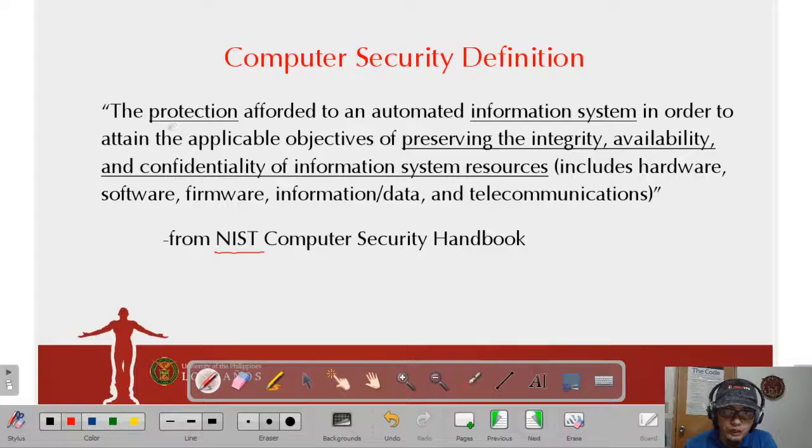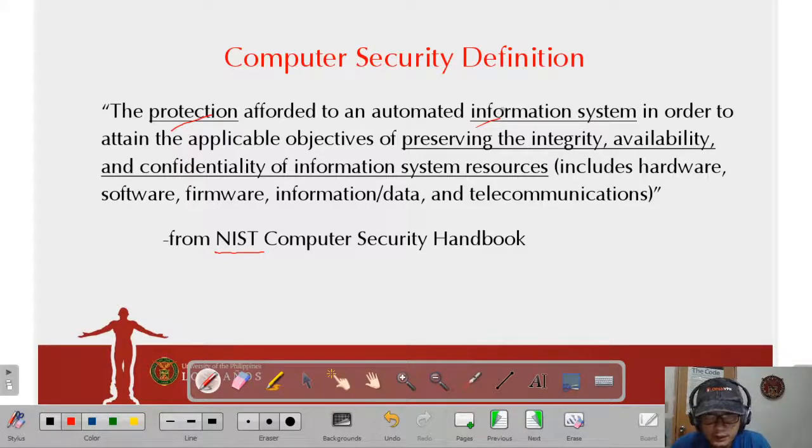The first one is protection. So the goal basically is to protect something. That's the general idea about security. You want to protect something. Now, in the case of computer security, what is it that you want to protect? And that is an information system.